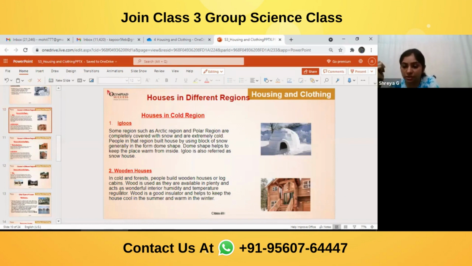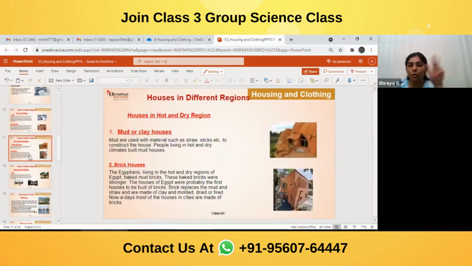Humidity means moisture. Clear? Wood is a good insulator and helps to keep the house cool in summer and warm in winter. Okay, so in colder regions, these wooden houses are beneficial both in the colder environment and in the little bit hot environment also. Okay, so igloo and wooden houses are there in the cold regions. Next, we see the houses which are in hot and dry regions.